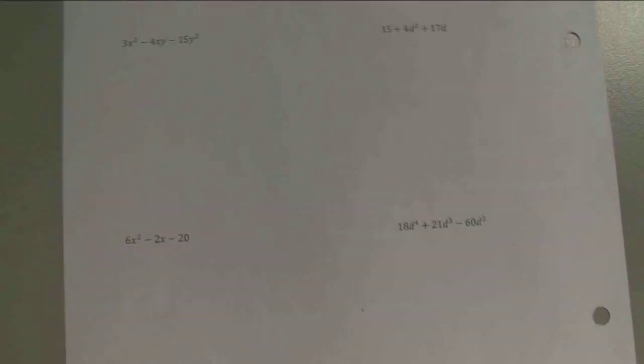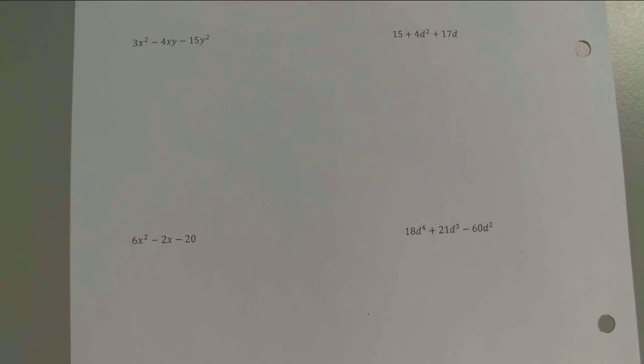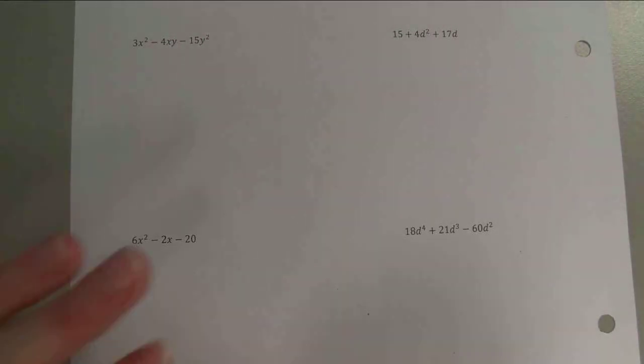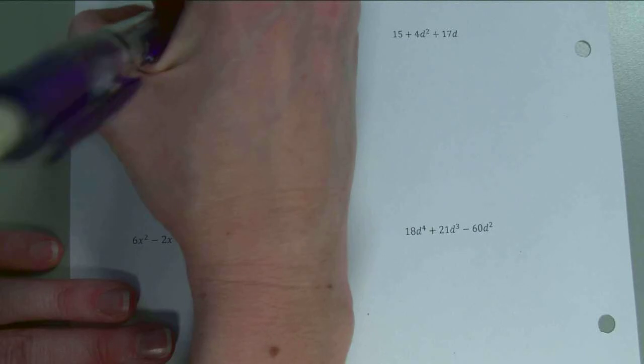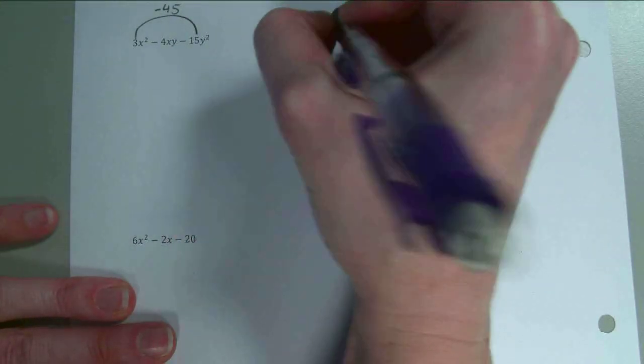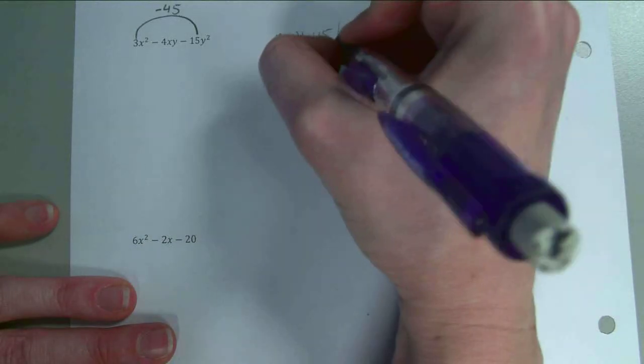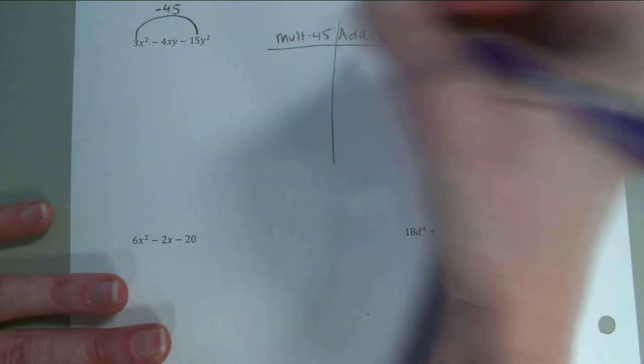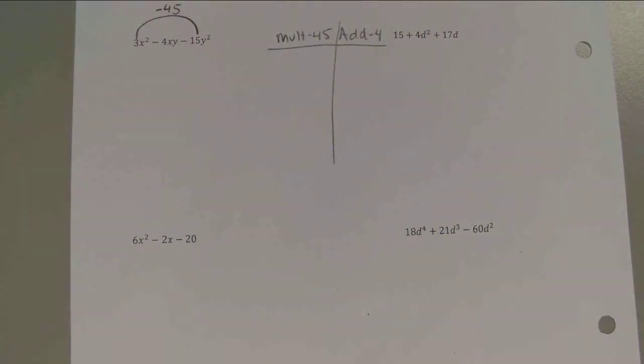All right. Looking at this top one, not a whole lot's going there. I think the only difference that you might notice with this one is that the variables, we have x squared and y squared, that's fine. When we rewrite the middle term, just make x, y's behind both. Let's see if we can get it done in 5 minutes. So we'll do 3 times negative 15 to get a negative 45. So we're going to multiply to a negative 45, and we're going to add to a negative 4. I'm not worried about my variables at all. They will take care of themselves.